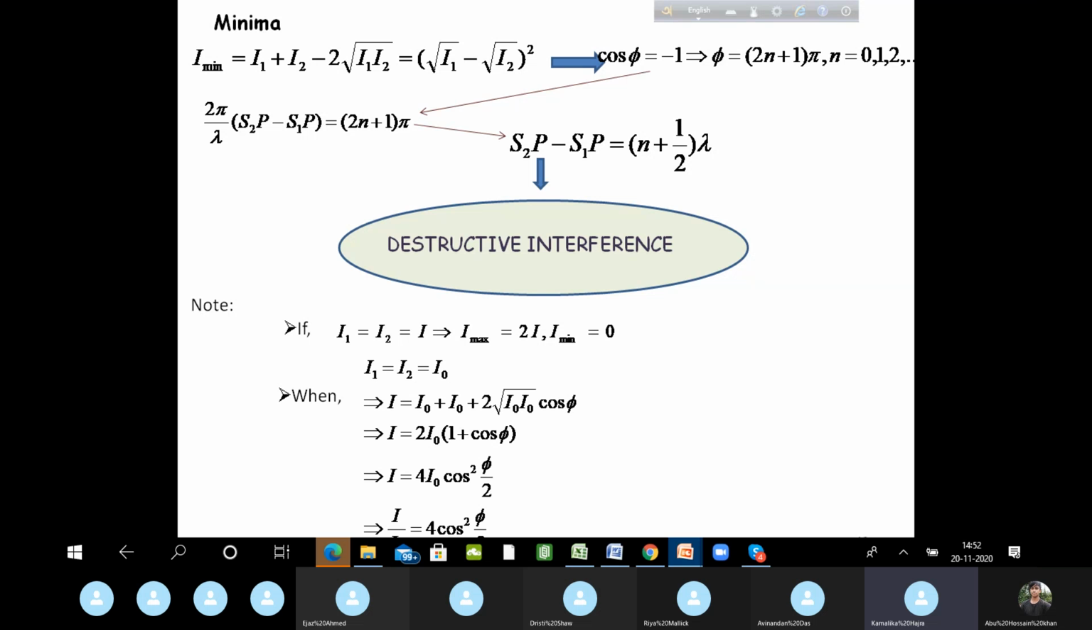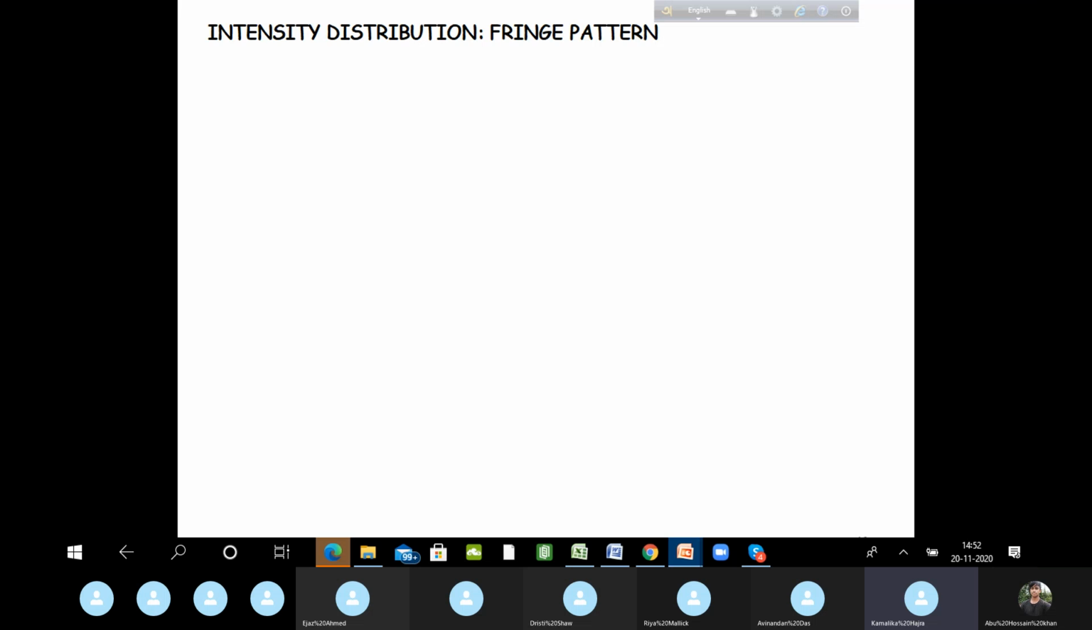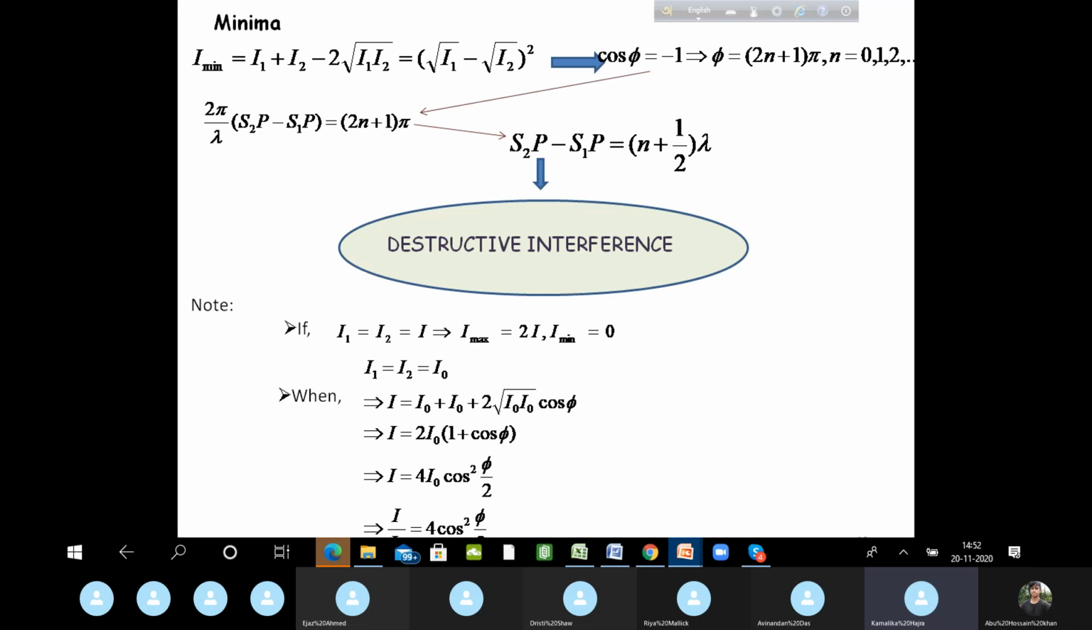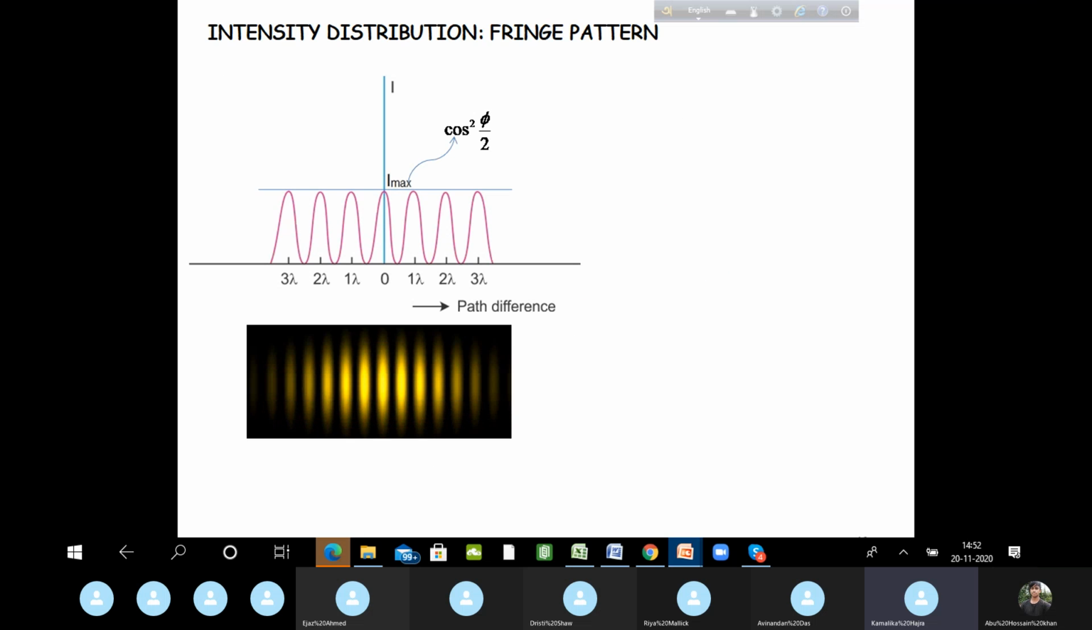So when this happens, we can see that I by I0 is a cosine square term, so the fringe pattern will be like this. This is the intensity distribution graph. You can see intensity varies as cos square phi. It is either 0 or a high, I0, depending on the value of the path difference. And this is the pattern that you actually see on screen.